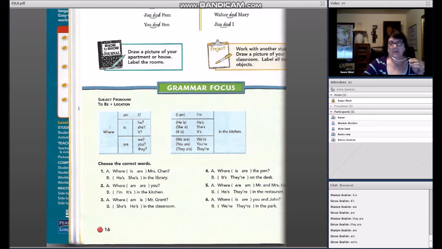And then B, we're in the park or they're in the park. Where are you and John? We're in the park or they're in the park. Okay, good. We're in the park because I'm now referring to myself. If you say, where are you and John? And I say we're in the park, because I'm referring to myself and John.